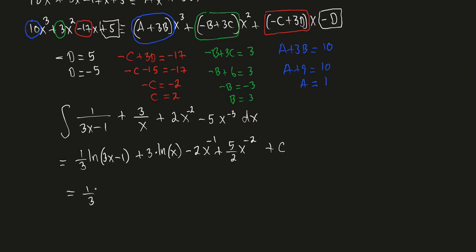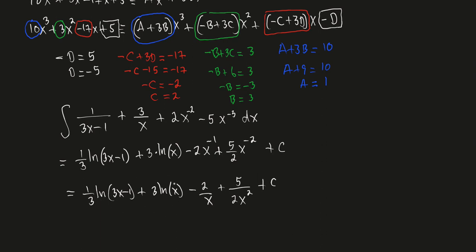So we have 1/3 natural log of 3x minus 1 plus 3 times the natural log of x. This will be minus 2 over x. So the 2 doesn't get reciprocated. It's only the x that you take the reciprocal of. And then same thing here. The 5 stays in the numerator, but the x squared ends up in the denominator. So it looks like that, plus c.